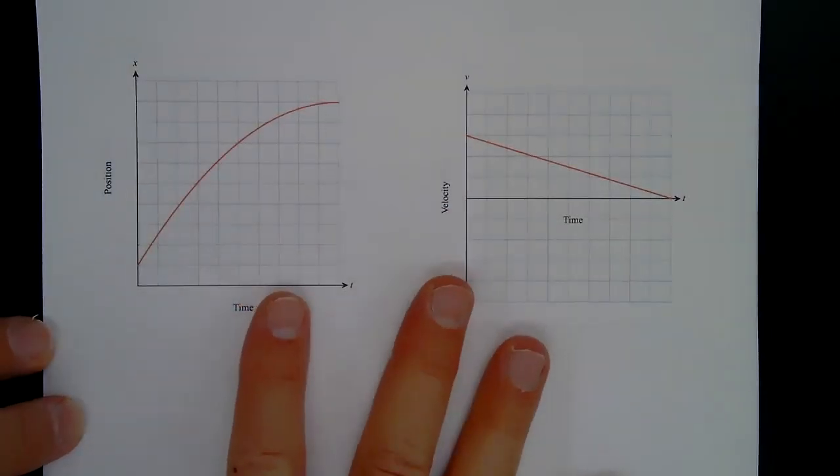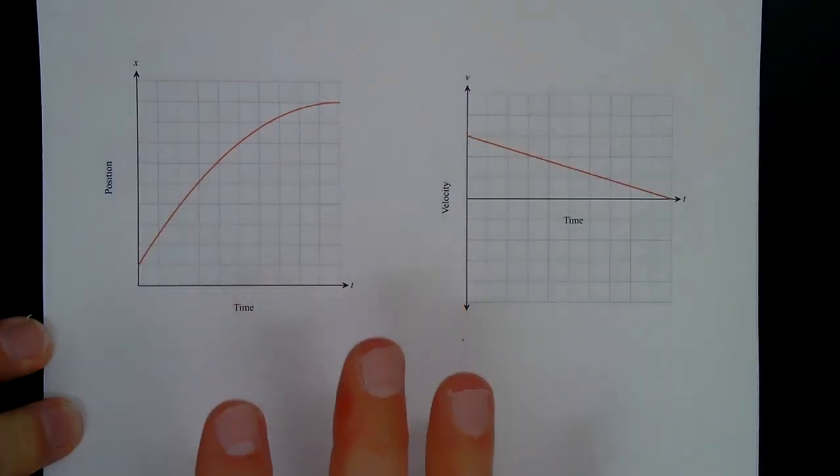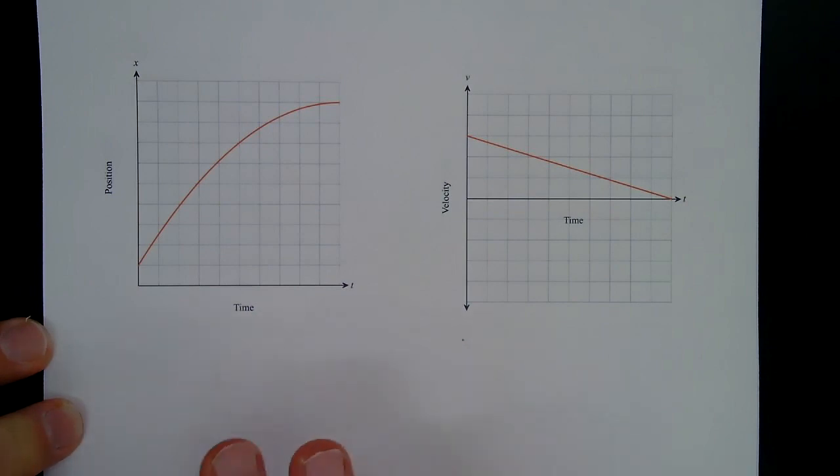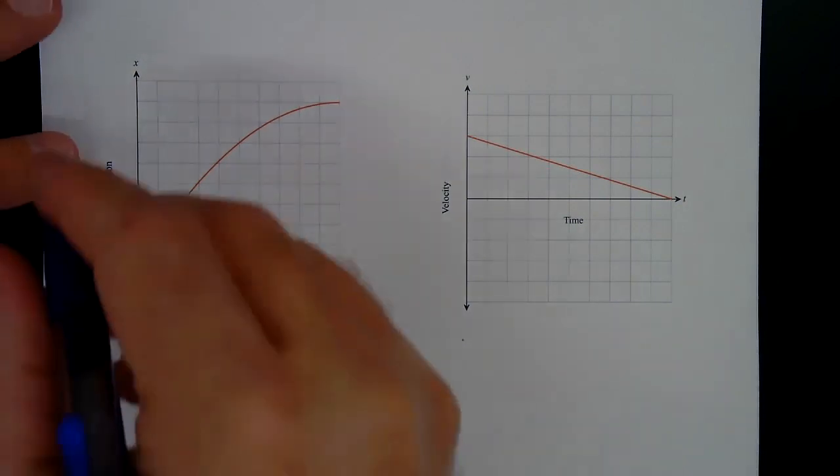So these two graphs, the position time graph and velocity time graph, are both telling us that the object is moving in the positive direction, but it is slowing down. So the object is slowing down and moving in the positive direction.